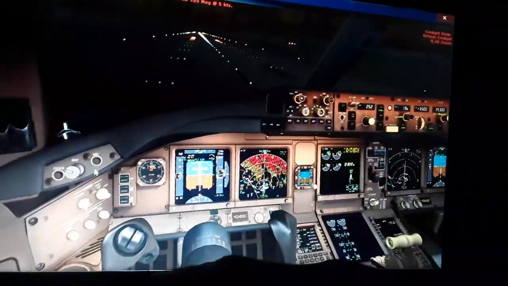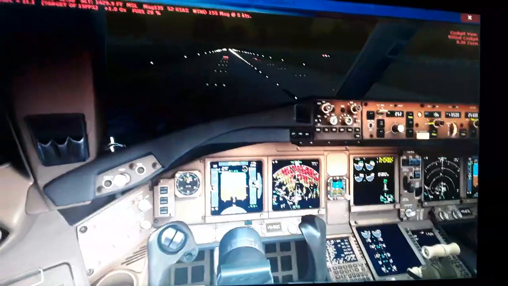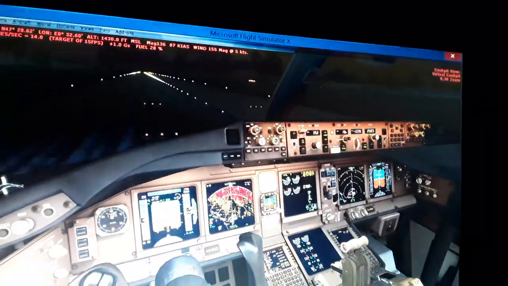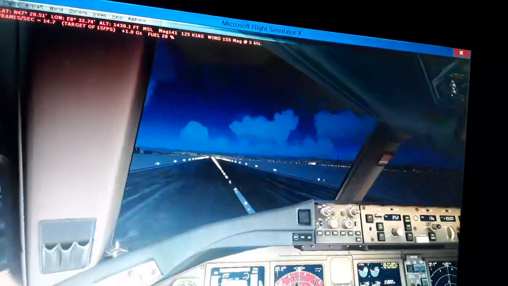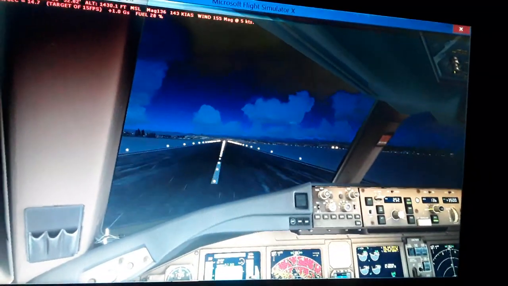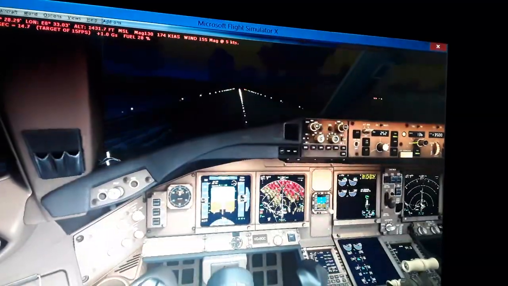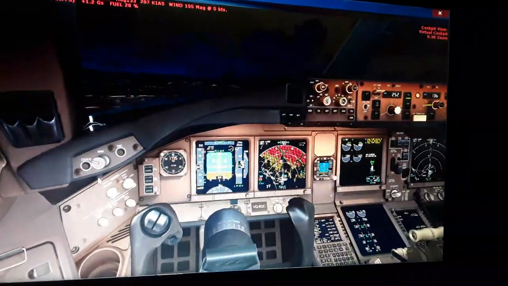Also use maximum thrust for this. So we go 80 knots. We have the rudder pedals also for alignment with the runway center line. So V1, we rotate. So here we go. Just rotate for takeoff. So we have the positive gear up, positive rate of climb.